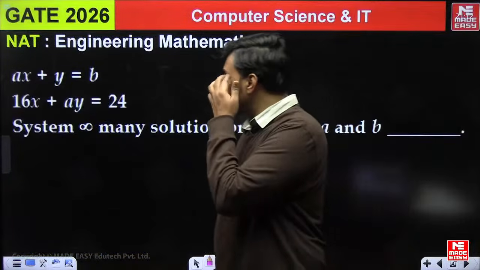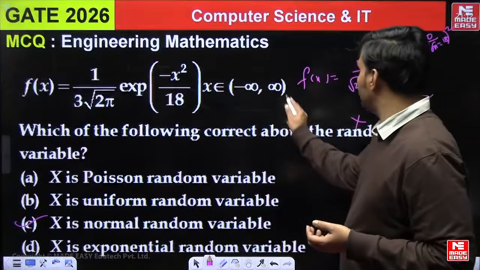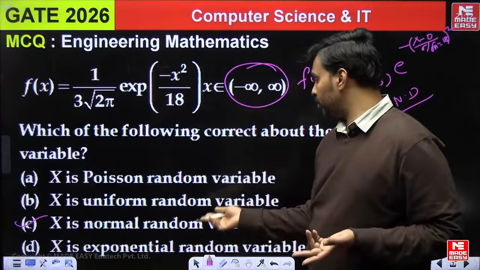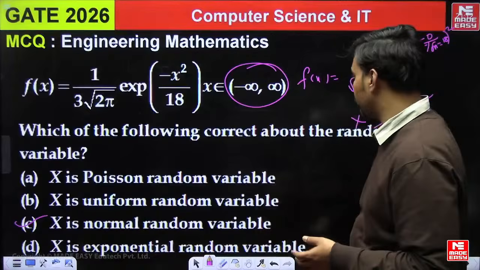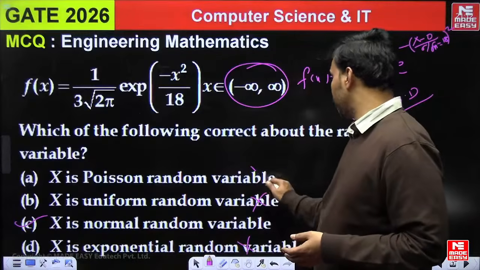Next, coming to this one, and here why not exponential? Because it is from minus infinity to infinity, and exponential is only on the positive domain, you know that. So this will not be uniform, you know that, right? So this also will not be.